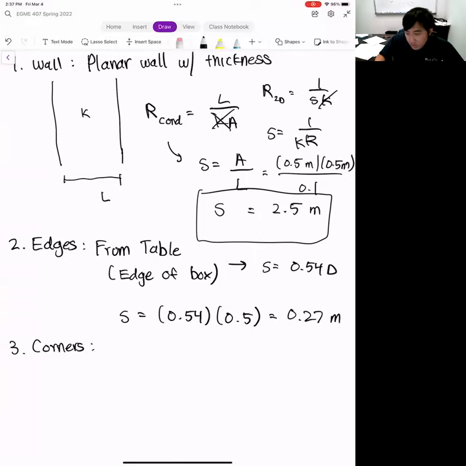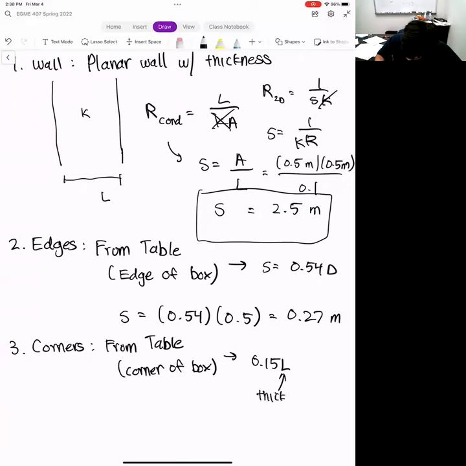All right, next we have the corners, and this is going to be in the table as well. For the corner of a box, the shape factor is 0.15 L, where L is the thickness of the wall. We plug that in and get 0.015 meters. Remember, the thickness of the wall is 10 centimeters.